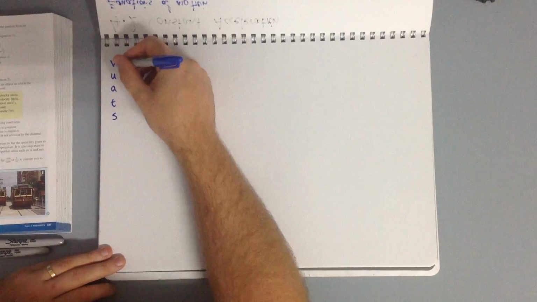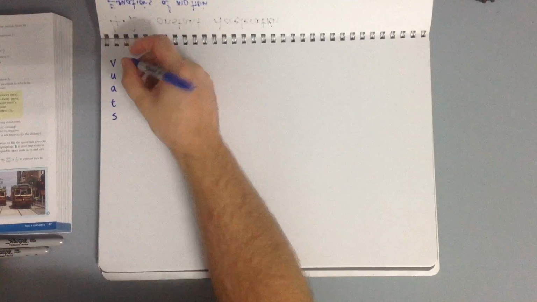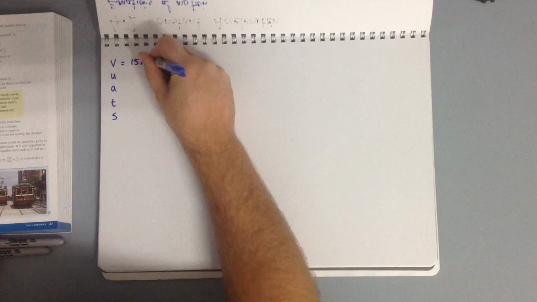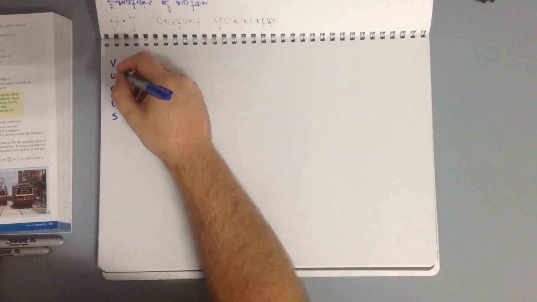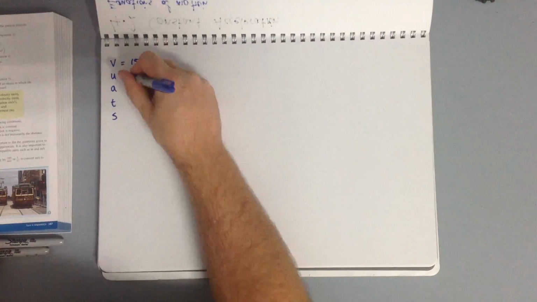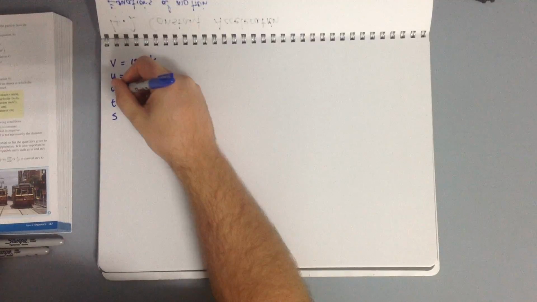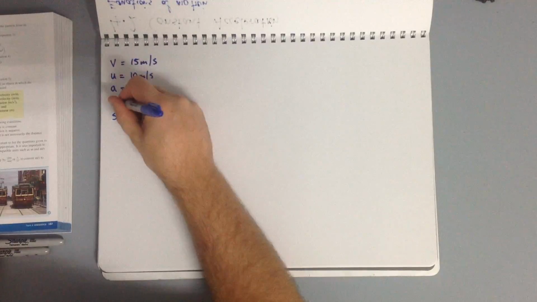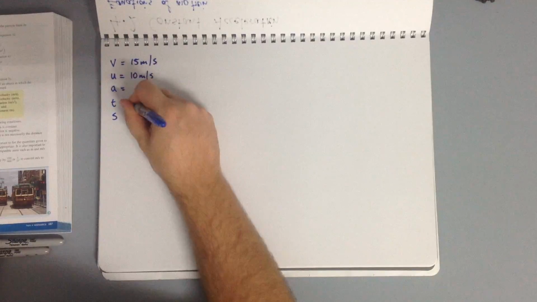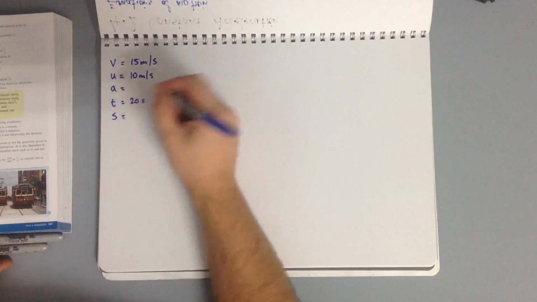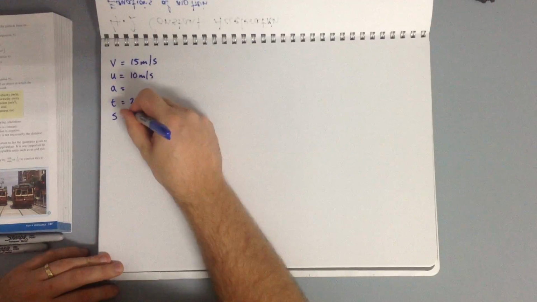V is our final velocity. So we know that our final velocity is 15 metres per second. Our initial velocity was 10 metres per second. A, we don't know. T, we know is 20 seconds. And we want to find the distance travelled, or our displacement. So that's what we want.